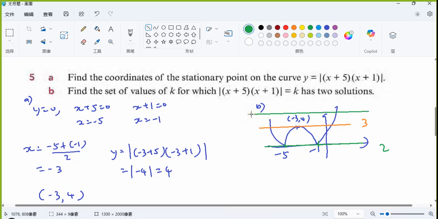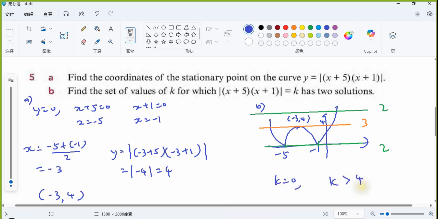And when k is greater than 4, this is 4 here, then we have two solutions as well. Okay, so the value of k is when k equals 0 and when k is greater than 4.